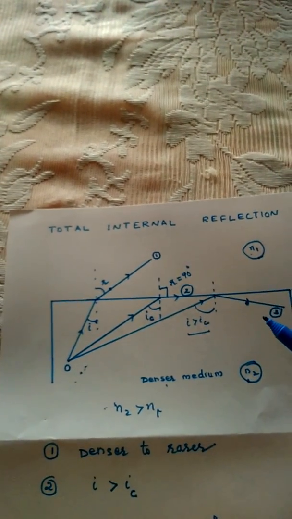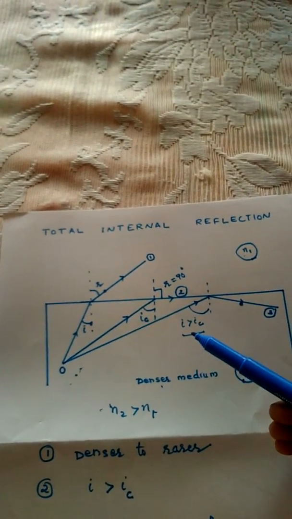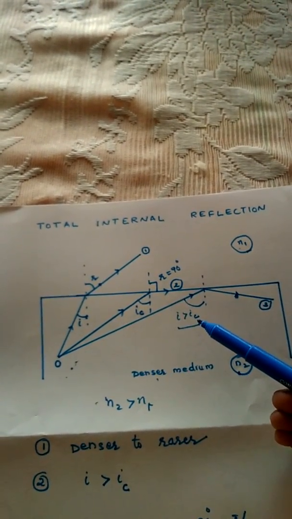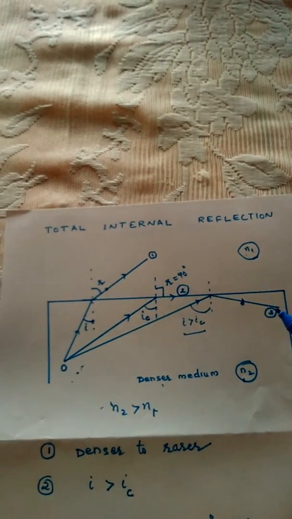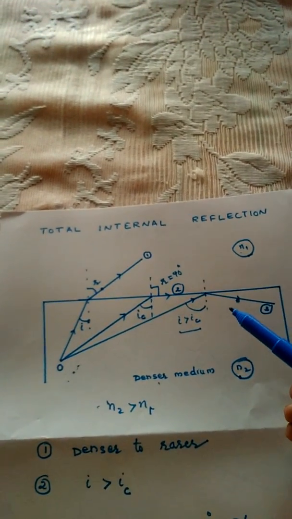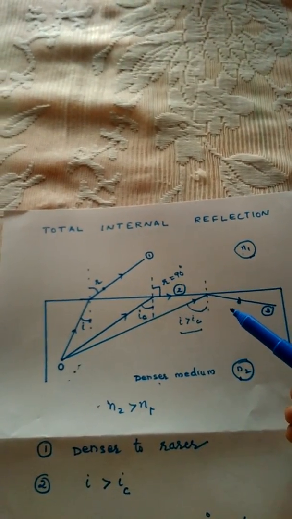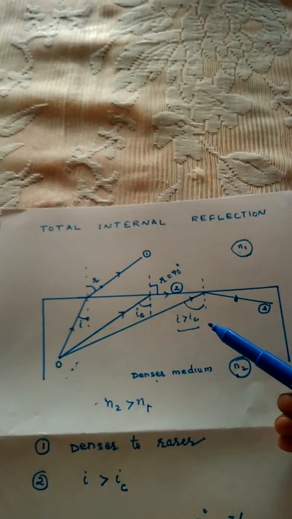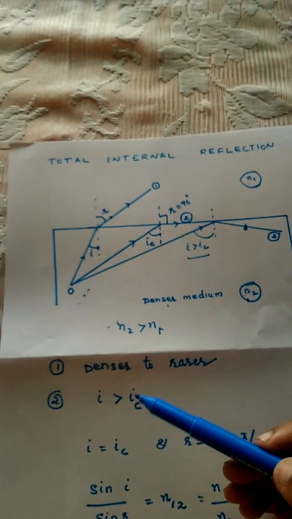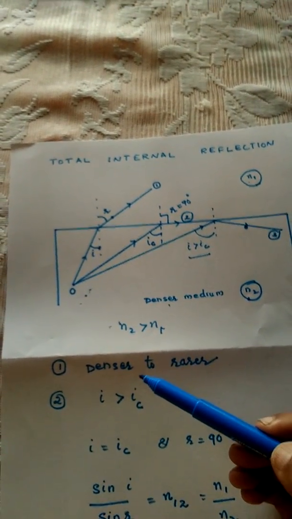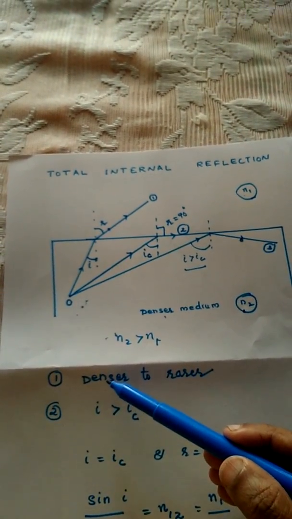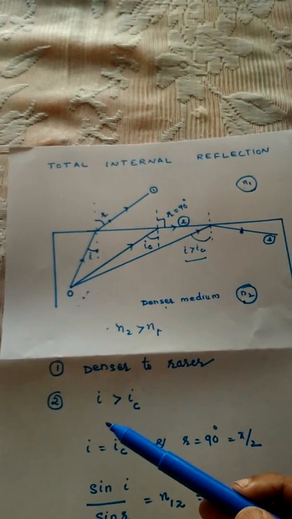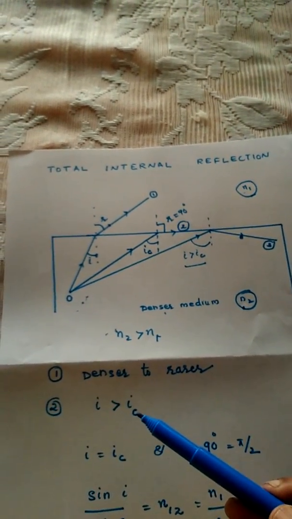Consider the third case in which the angle of incidence is increased beyond the critical angle. The ray gets reflected. This phenomenon is known as total internal reflection. So the two conditions for total internal reflection are the light should pass from denser to rarer medium, and the angle of incidence should be greater than critical angle.